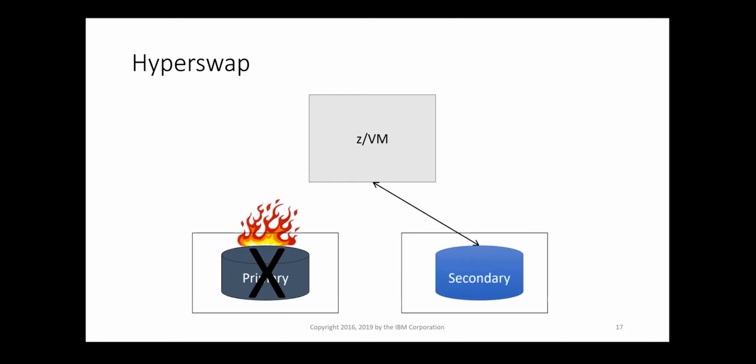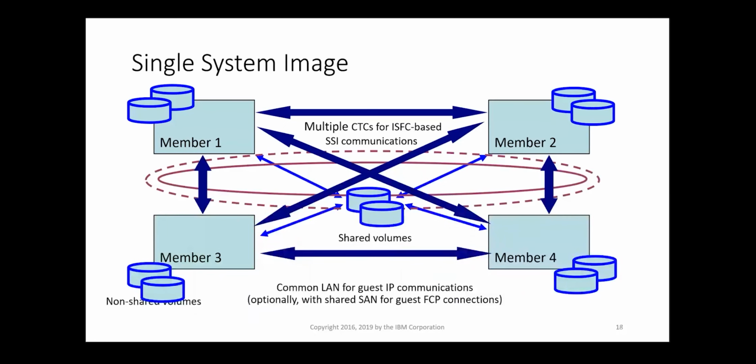If z/VM goes down, I lose all the servers. I can have high availability in my Linux servers. From a storage perspective, I have high availability there. If I don't have high availability for z/VM itself, I'm going to lose all those servers anyway. So in that case, you need a way to have storage availability.